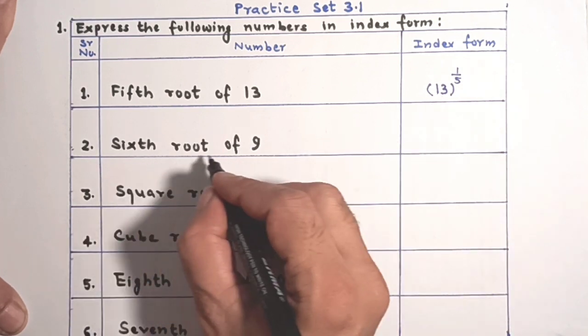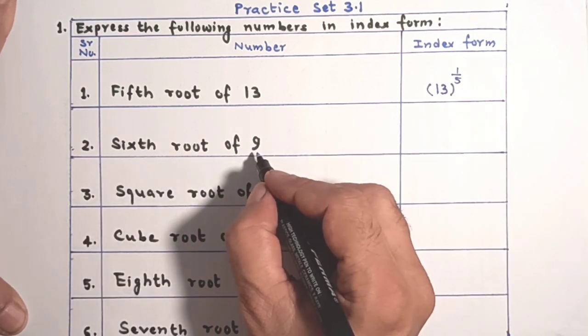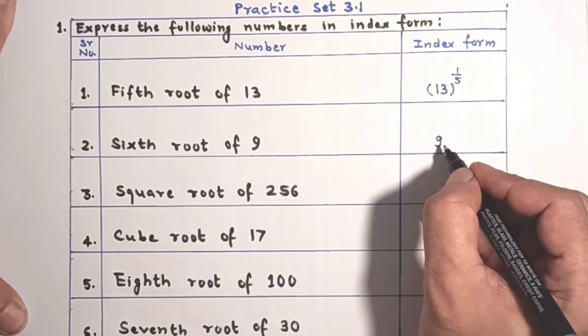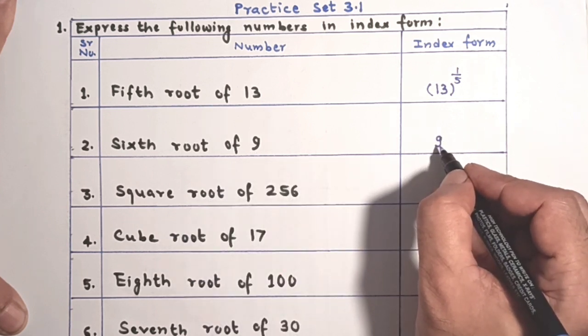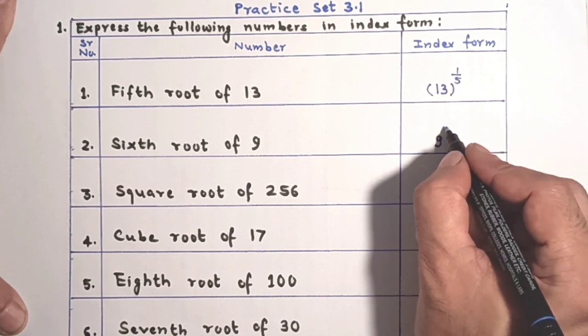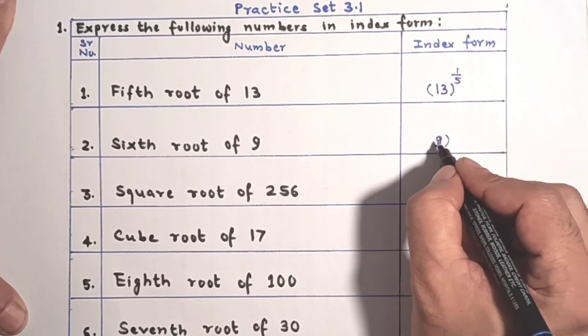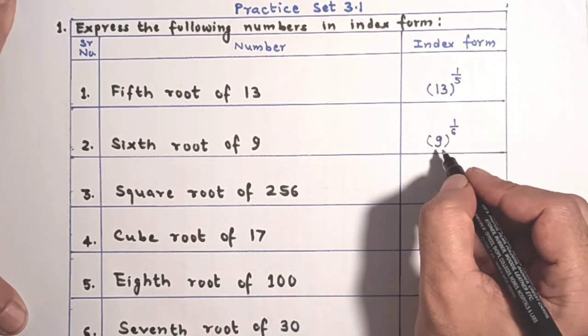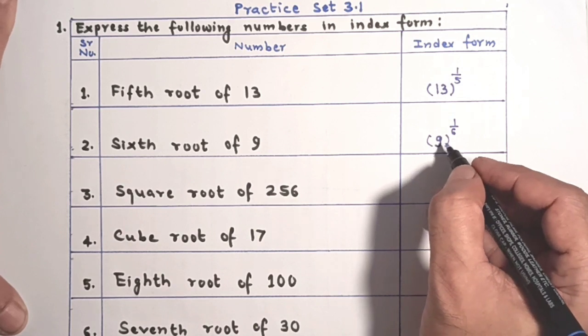Now 6th root of 9. So what is your base here? 9. So first of all you write 9. Remember your 9 should be bigger enough. And then 6th root, so it will be 1 upon 6. If you want, put bracket 1 upon 6. For a single number actually bracket is not required.